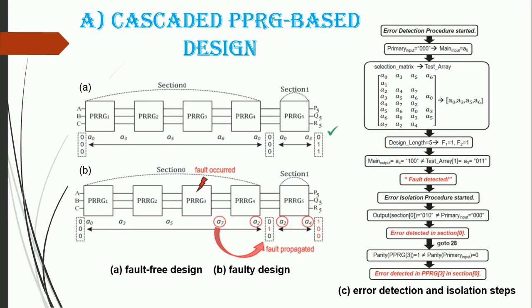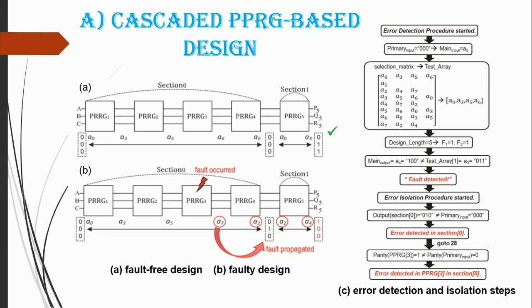Then moving on to the next step, if the main output which we have obtained is A4, that is 100, as you can see from the faulty design, which is not equal to test array of 1, that is 011. Here the parity is not matching, hence a fault is detected and the error isolation procedure will start.